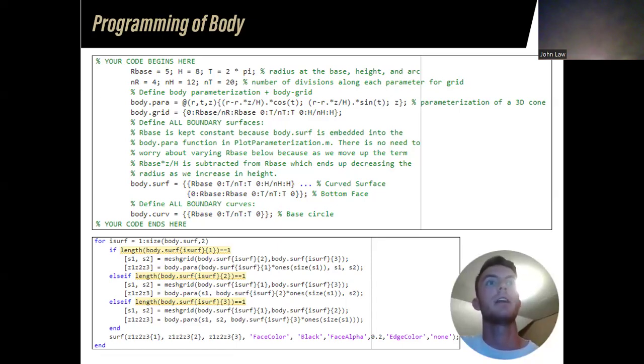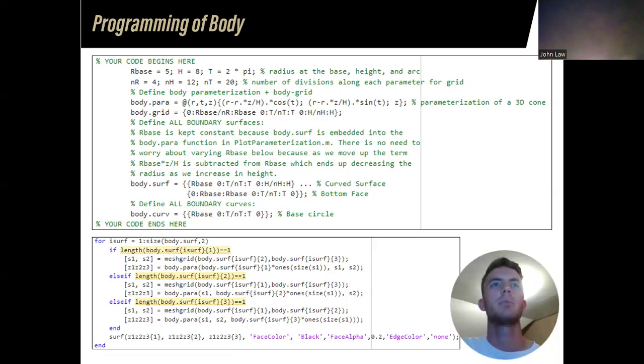Moving on, we have this body.surface variable, and that ends up defining the two different surfaces for the cone, which are the first surface and the bottom base. Note that the radius does not vary, and that's because in the second picture you can see that body.surf function is embedded into the body.para function, which allows the body.para function to take care of the variation of radius through the equations that were covered above.